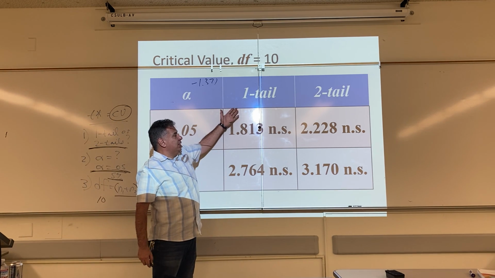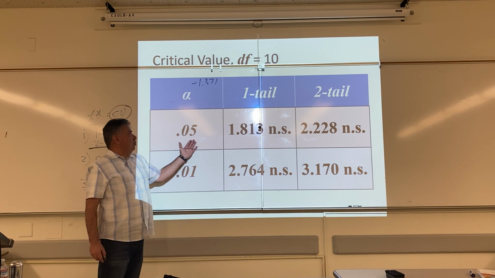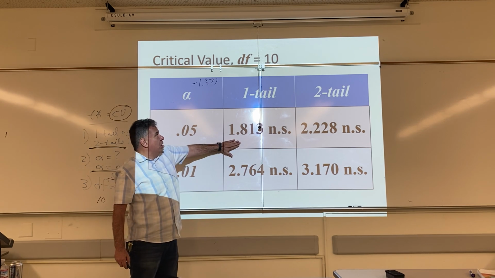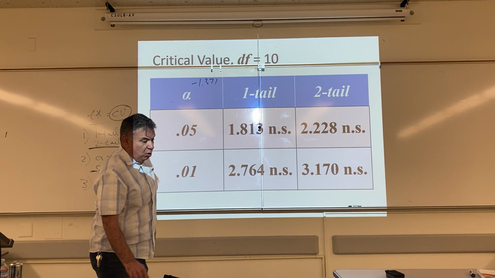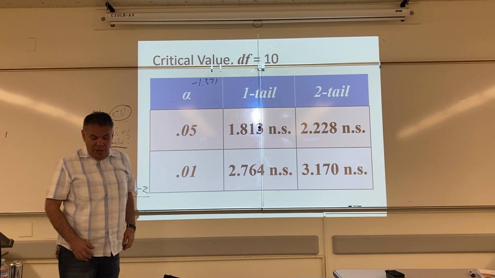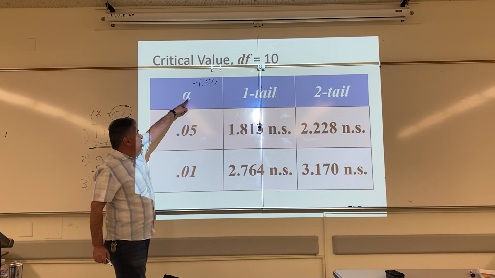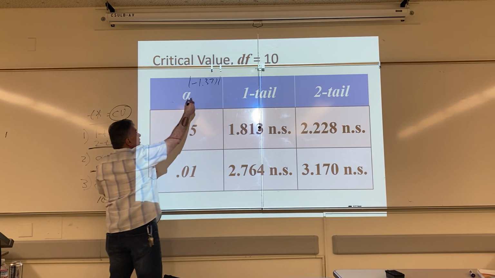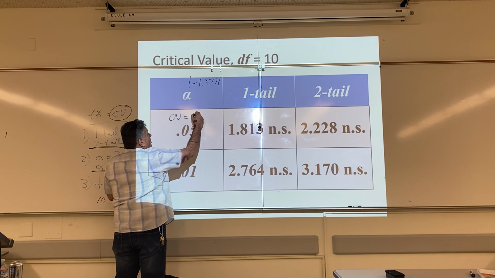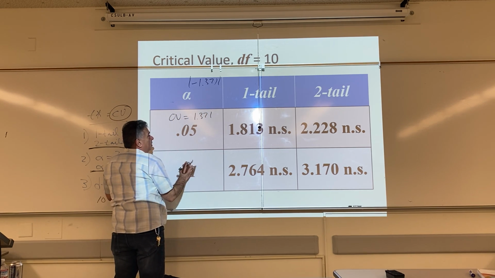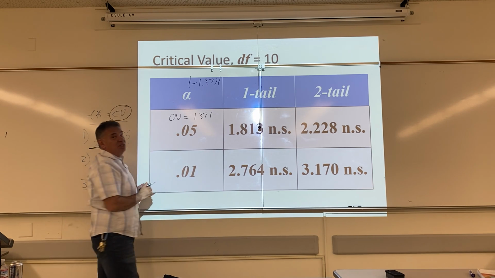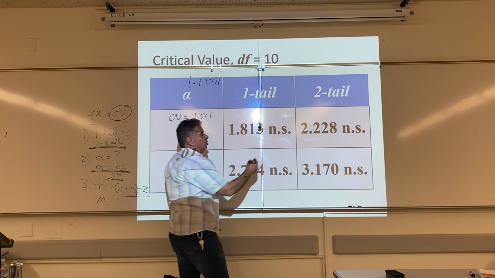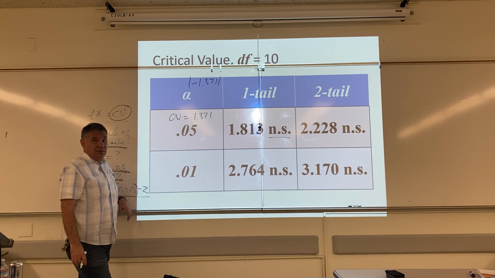When we do a one-tail test at 5%, our critical value is 1.813. Our critical value is more extreme, it's farther away from 0 than the absolute value of 1.371. That's the OV. When the OV equals 1.371, this answer is more extreme. The OV is not more extreme than the CV, so the results are non-significant, right?